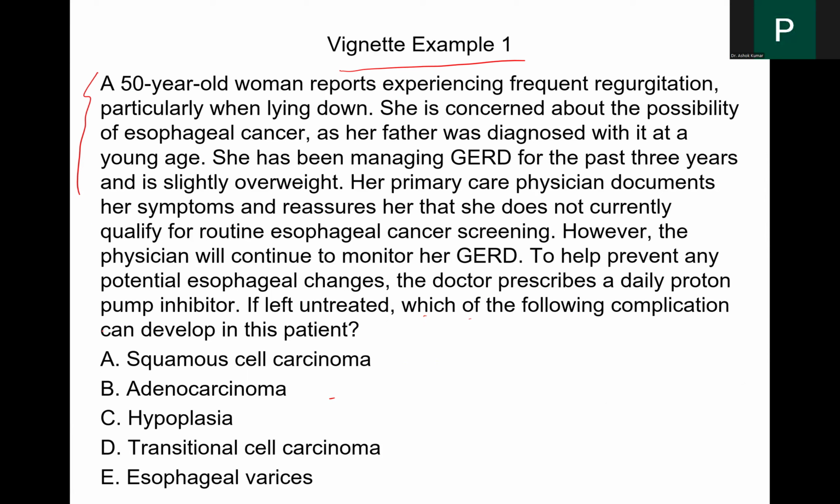So read these answer options first. You read A, squamous cell carcinoma, B, adenocarcinoma, C, hyperplasia, D, transitional cell carcinoma, E, esophageal varices. It took only 5 seconds. Then you immediately think the question is directed toward cell adaptation or some cancer. So you are not focusing on anemia, you are not focusing on hepatitis, you are not focusing on congestive heart failure, heart disease, you are not focusing on kidney disease, endocrinology, brain disease.